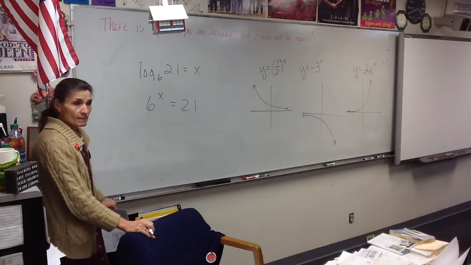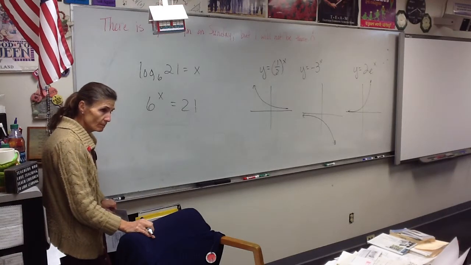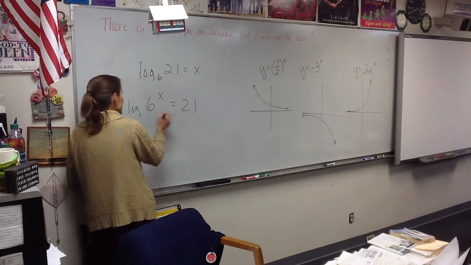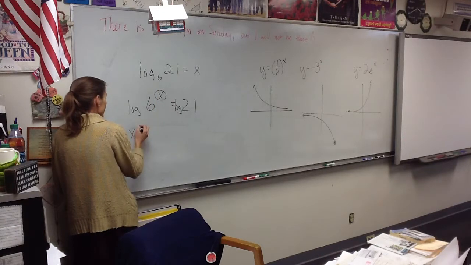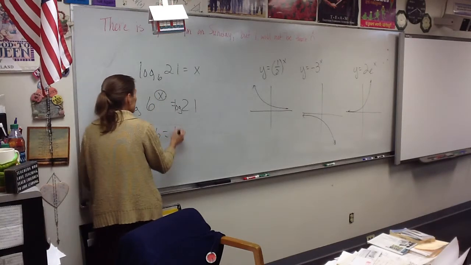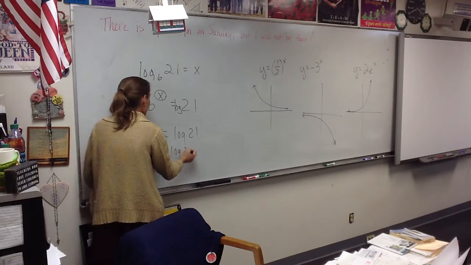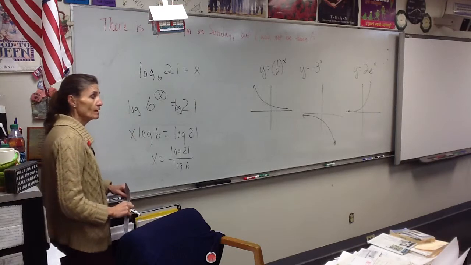Now you're looking at me saying, well, you still can't solve it. Where's your variable now? So let's take the logarithm of both sides. And then what will happen to that exponent? It comes out in front. So we end up with the log of 21 divided by the log of 6.